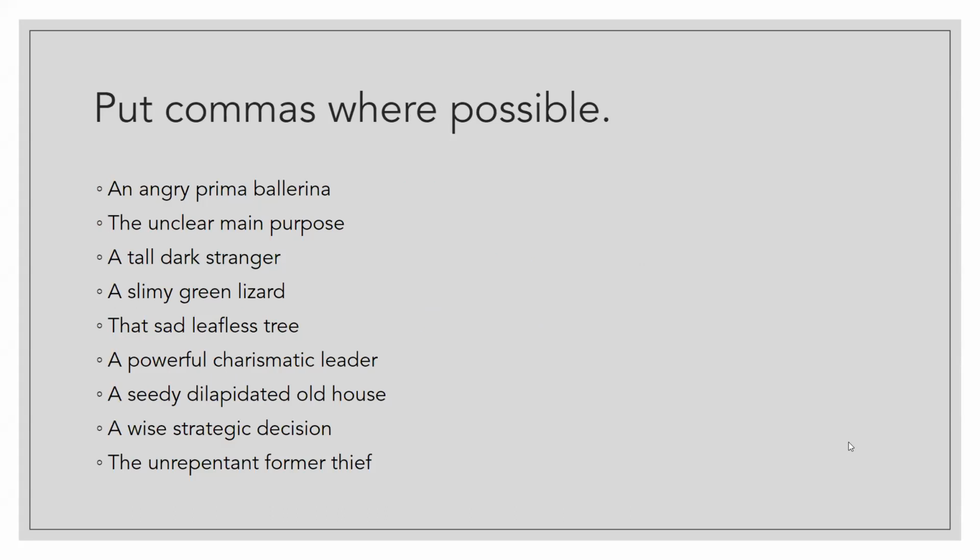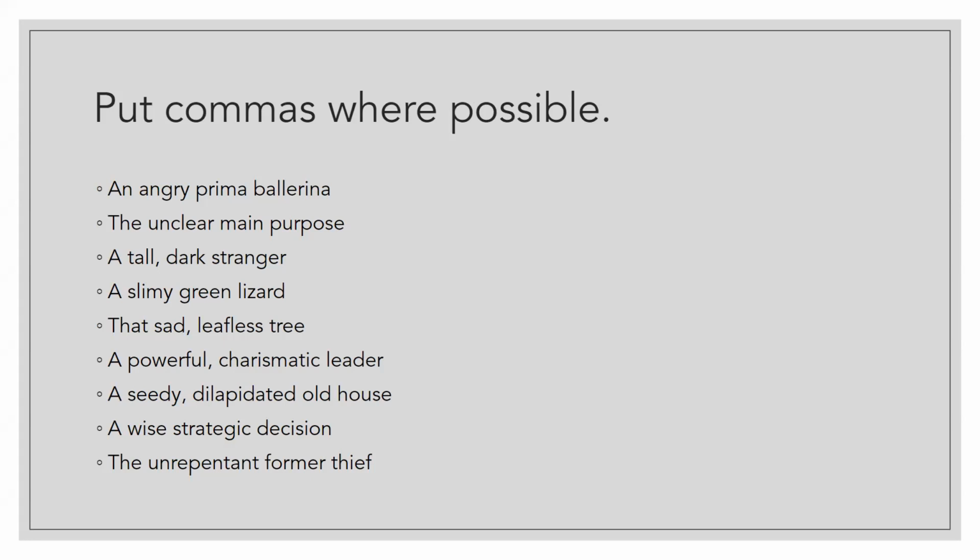Now, let's look at some of these adjective phrases where we have more than one adjective. Pause the video here and add a comma where you think a comma is possible between the adjectives, and then let's look at it. 5, 4, 3, 2, 1. Okay. I hope you did pause the video. Let's check the answers.